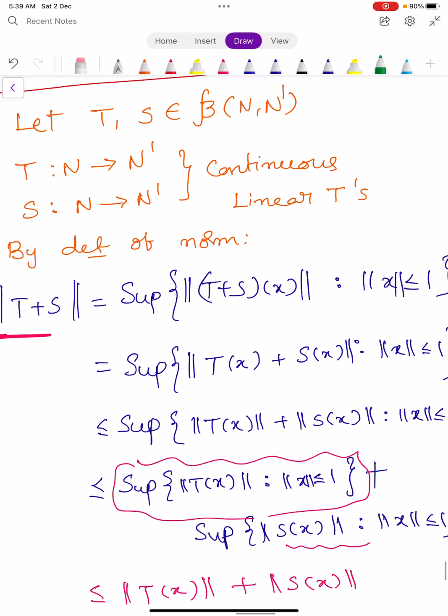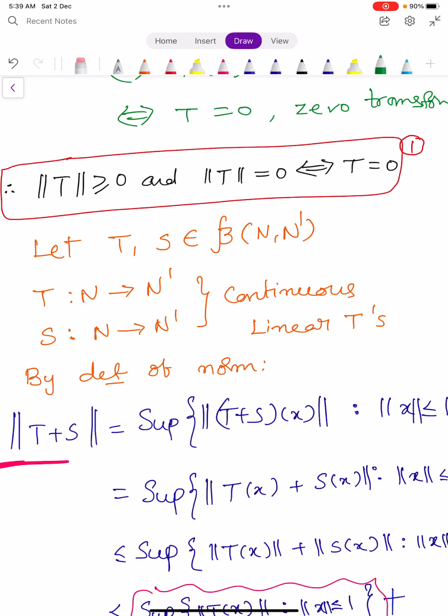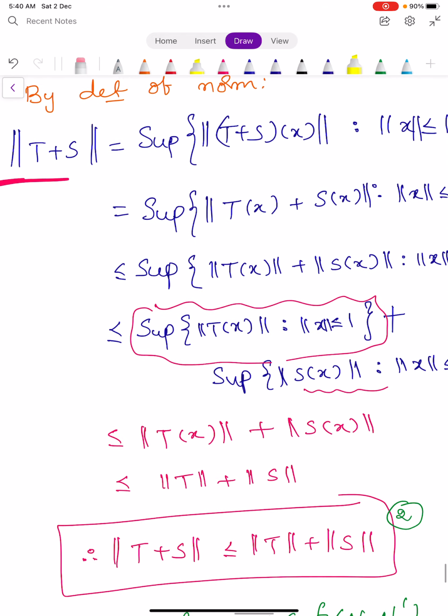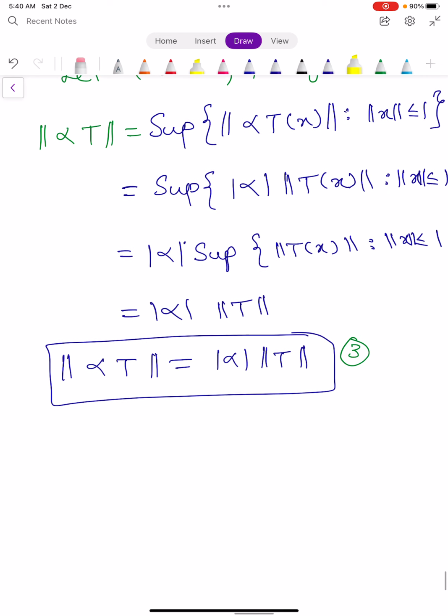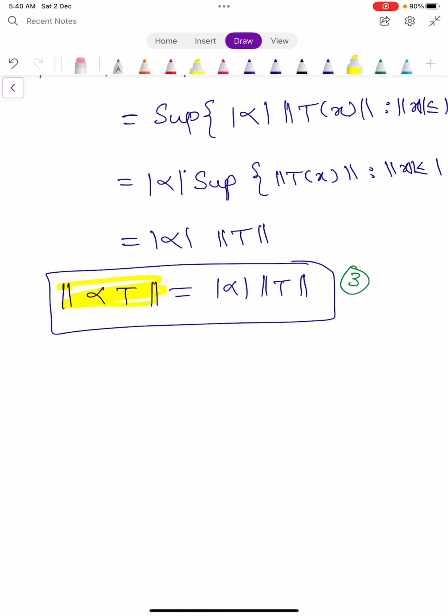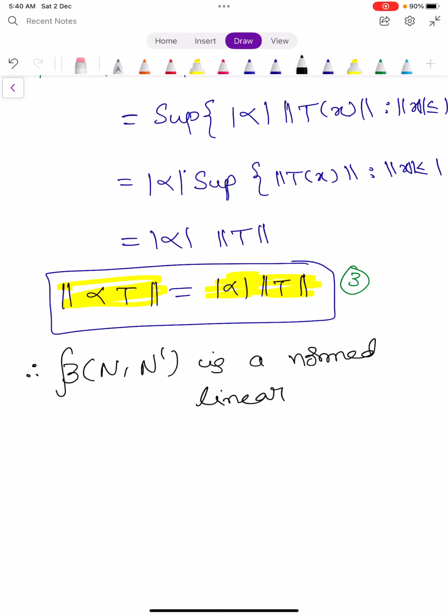Now let us see. This is the first condition. Norm T is greater than or equal to 0, and norm T is equal to 0 if and only if T is equal to 0. First property of linear space. Norm T plus S is less than or equal to norm T plus norm S, which is the second property of normed linear space. Norm alpha T is equal to mod alpha into norm T, which is the third property of normed linear space. From all these three properties, we conclude that script B of N comma N dash is a normed linear space.